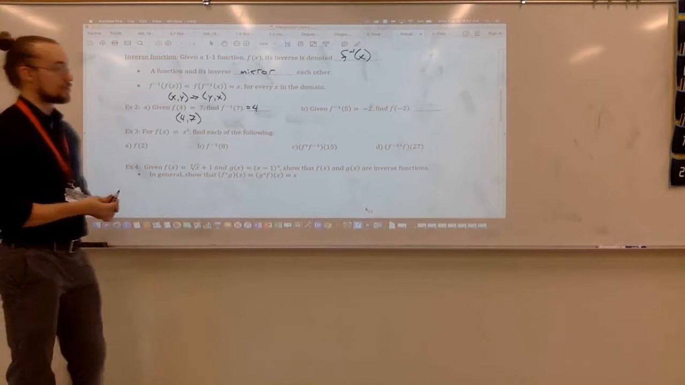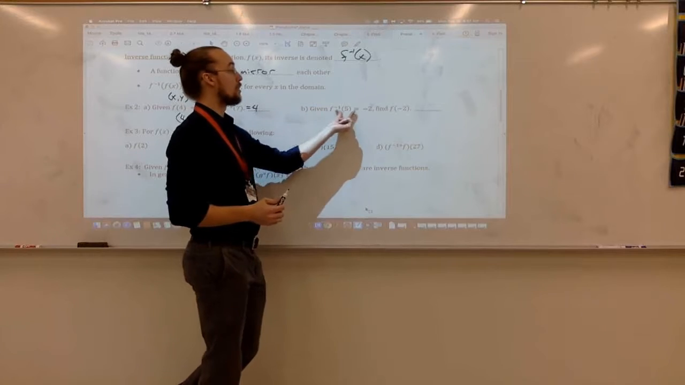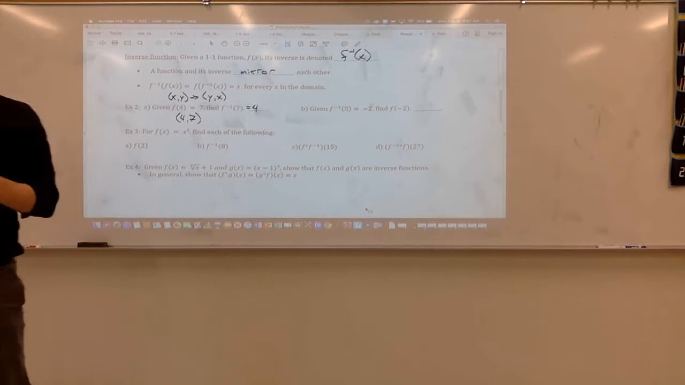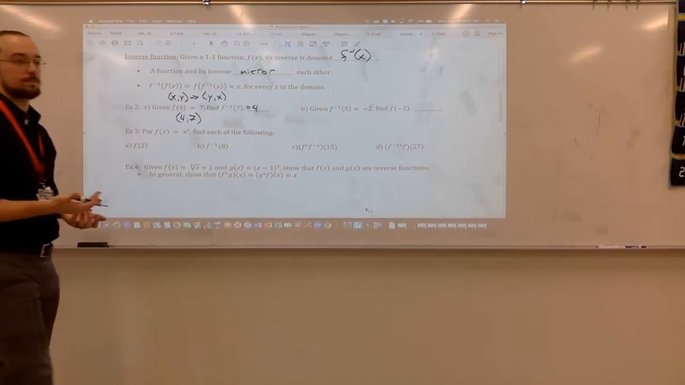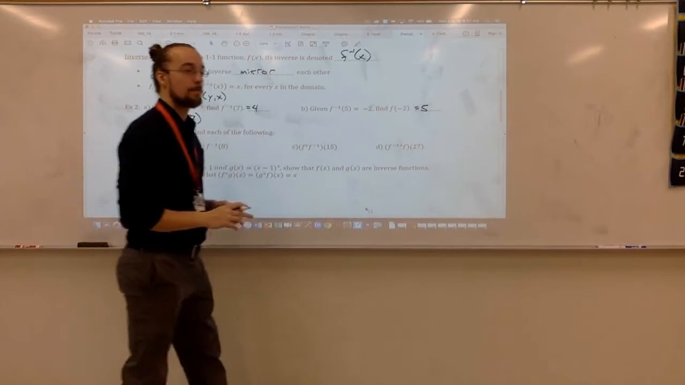So f inverse of 7 would be 4. In the second example, I'm saying that the point 5, -2 is on the inverse. So the point -2, what would be on the original function? 5.